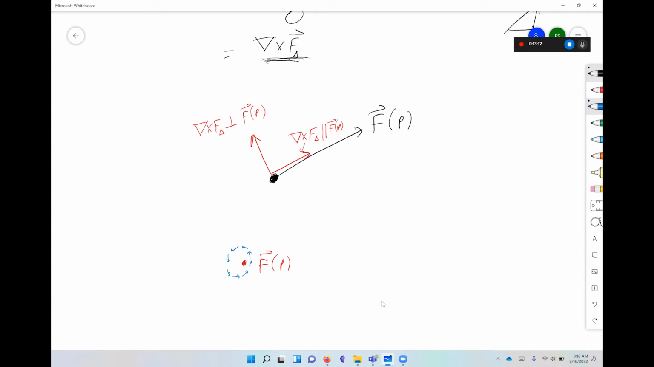What is this equivalent to? Let's say I have a field. Let's go back to the side view. I have a field, and then I have this small infinitesimal change.